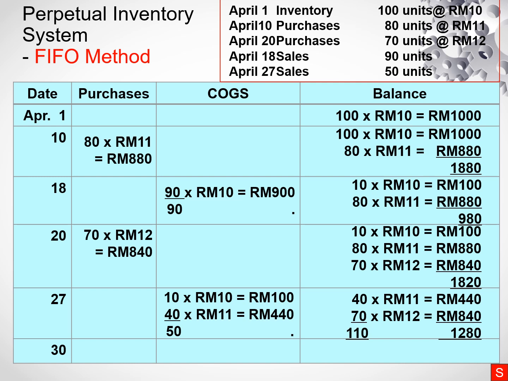So the total cost of goods sold is 1440. That is 900 plus 100 plus 440. For ending inventory units equals to 110, that is 40 unit plus 70 unit. And the ending inventory cost equals to 1280.